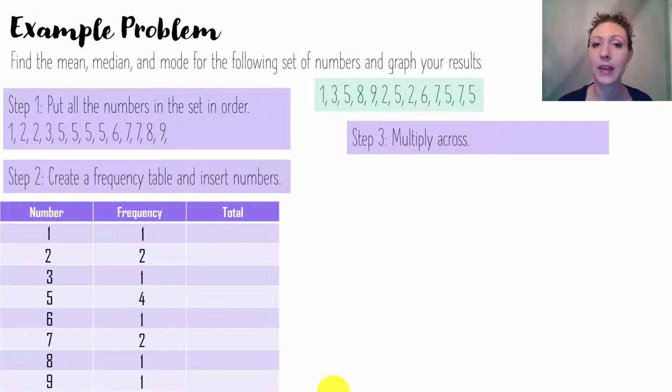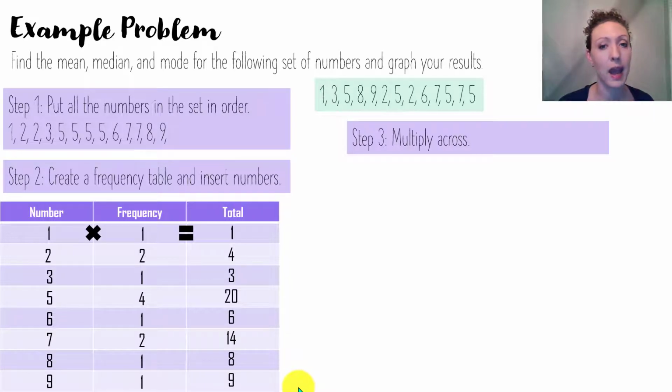Okay, so the next step is going to involve our total column. This total column is what I just briefly mentioned a second ago. For this, we're going to multiply across. We're going to take our number and our frequency, multiply those, and put that total in that column. So we're going to take 1, multiply it by 1, and that is going to give us a total of 1. And we're going to continue that for each number in each box. I've gone ahead and done that here.